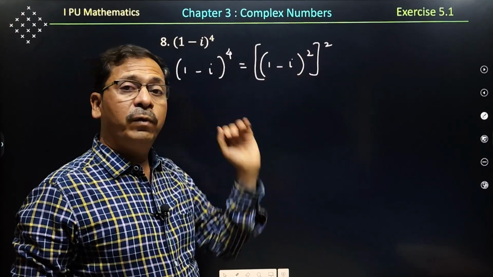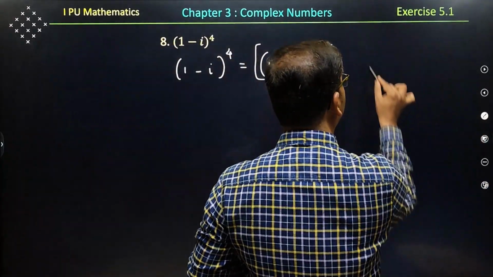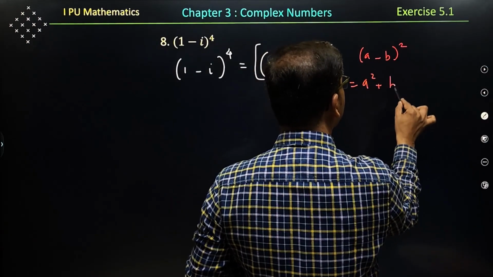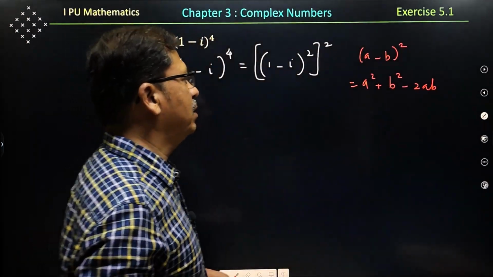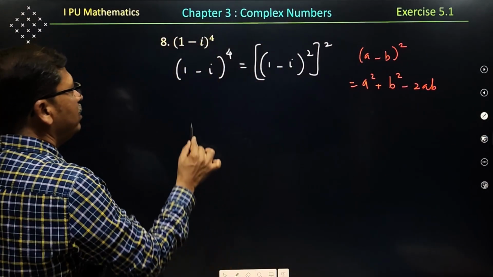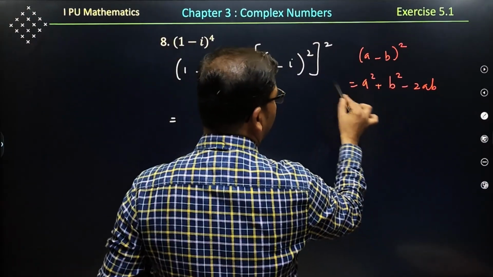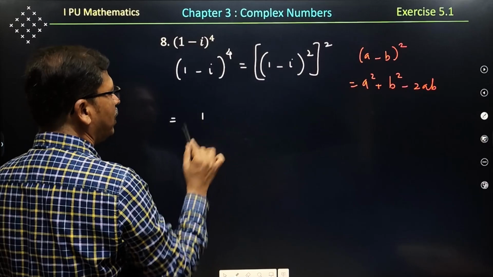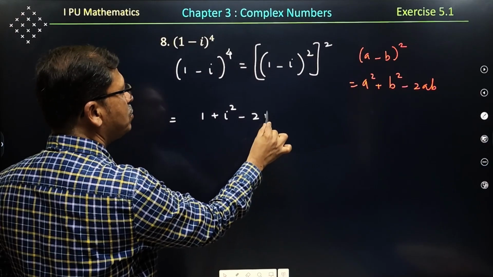Now you expand 1 minus i whole square by using the formula a minus b whole square, that is equal to a square plus b square minus 2ab. This property you have to use here. So by doing so, what happens? You take 1 as a and i as b, with a minus sign in between. 1 square is 1 only, a square plus b square, that is i square, minus 2ab, that is 2i.